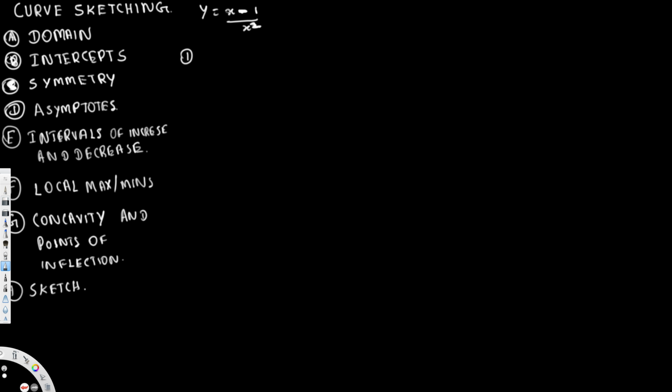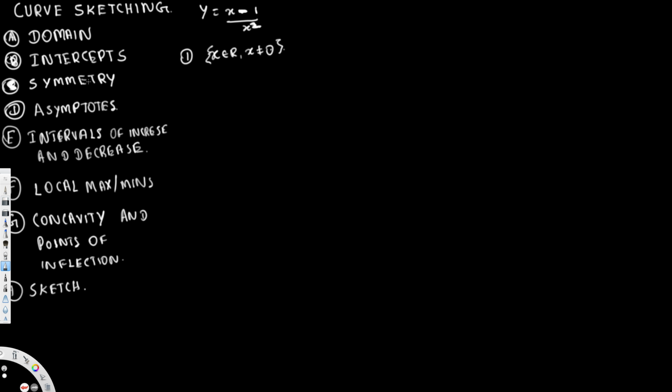In this case, x can be any real number, but if you see the denominator, we have x square, and the denominator cannot be 0, because if the denominator is 0, this will become undefined. So the denominator is not equal to 0, therefore x can be any real number except 0. That's going to be our domain. So let's say the domain is x can be any real number but not equal to 0. This is our domain.